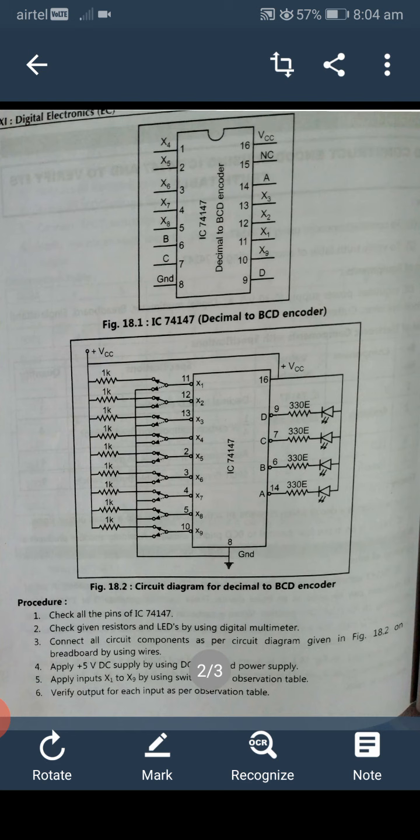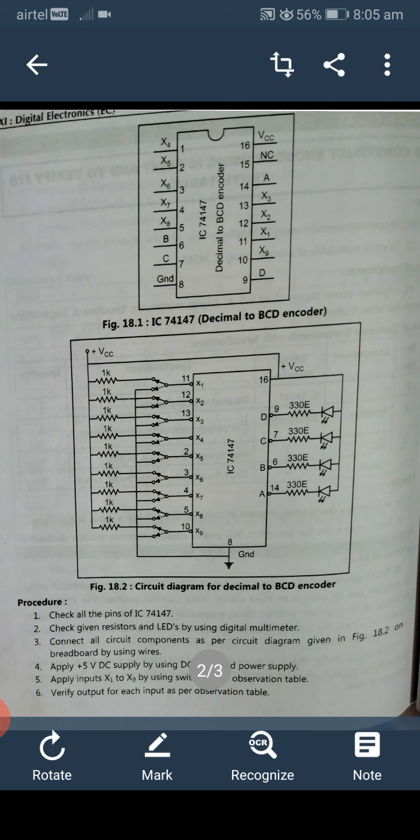The procedure for this experiment is: first of all, check all the pins of IC 74147, then check the given resistor and LEDs by using digital multimeter. Connect all the circuit components as per the circuit diagram on breadboard by using wires.